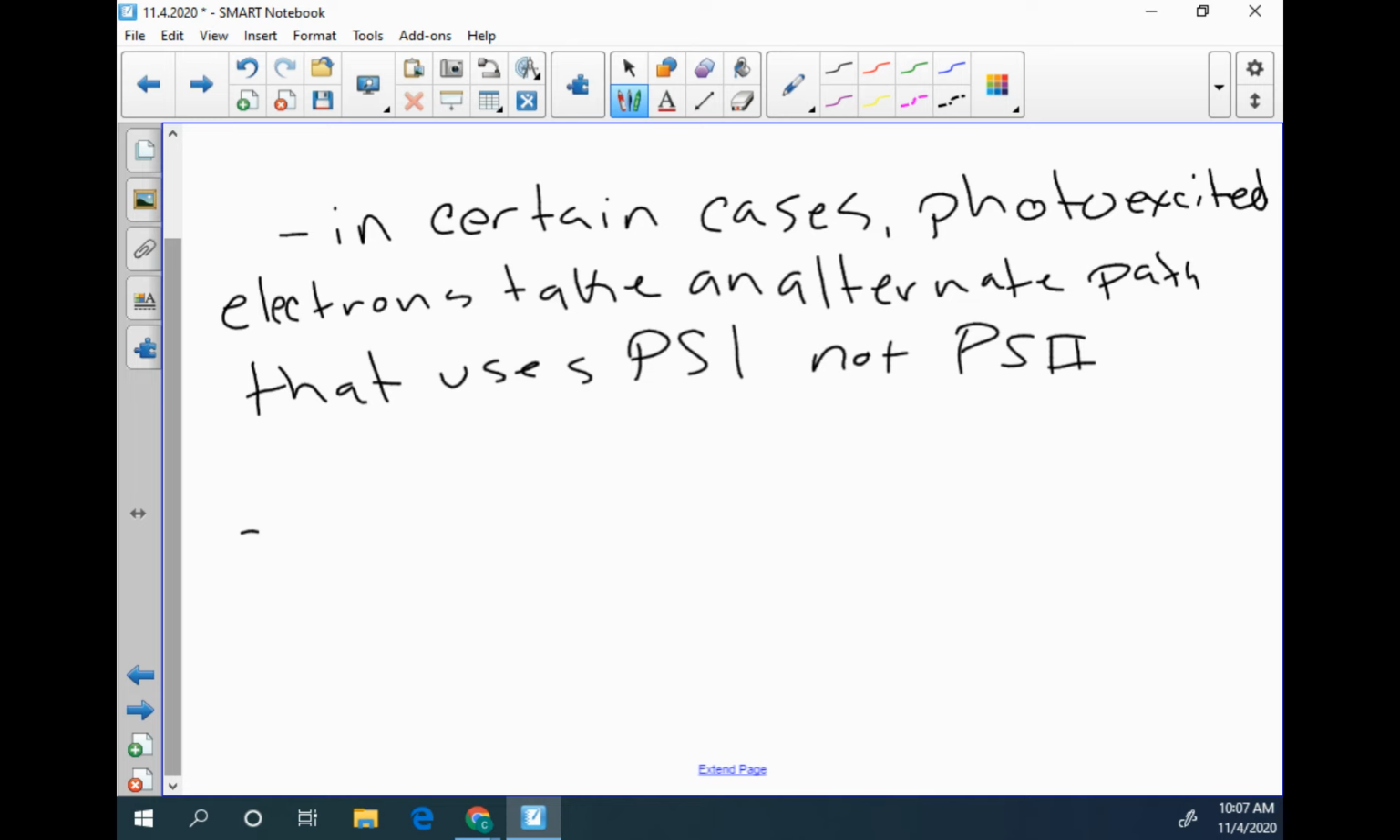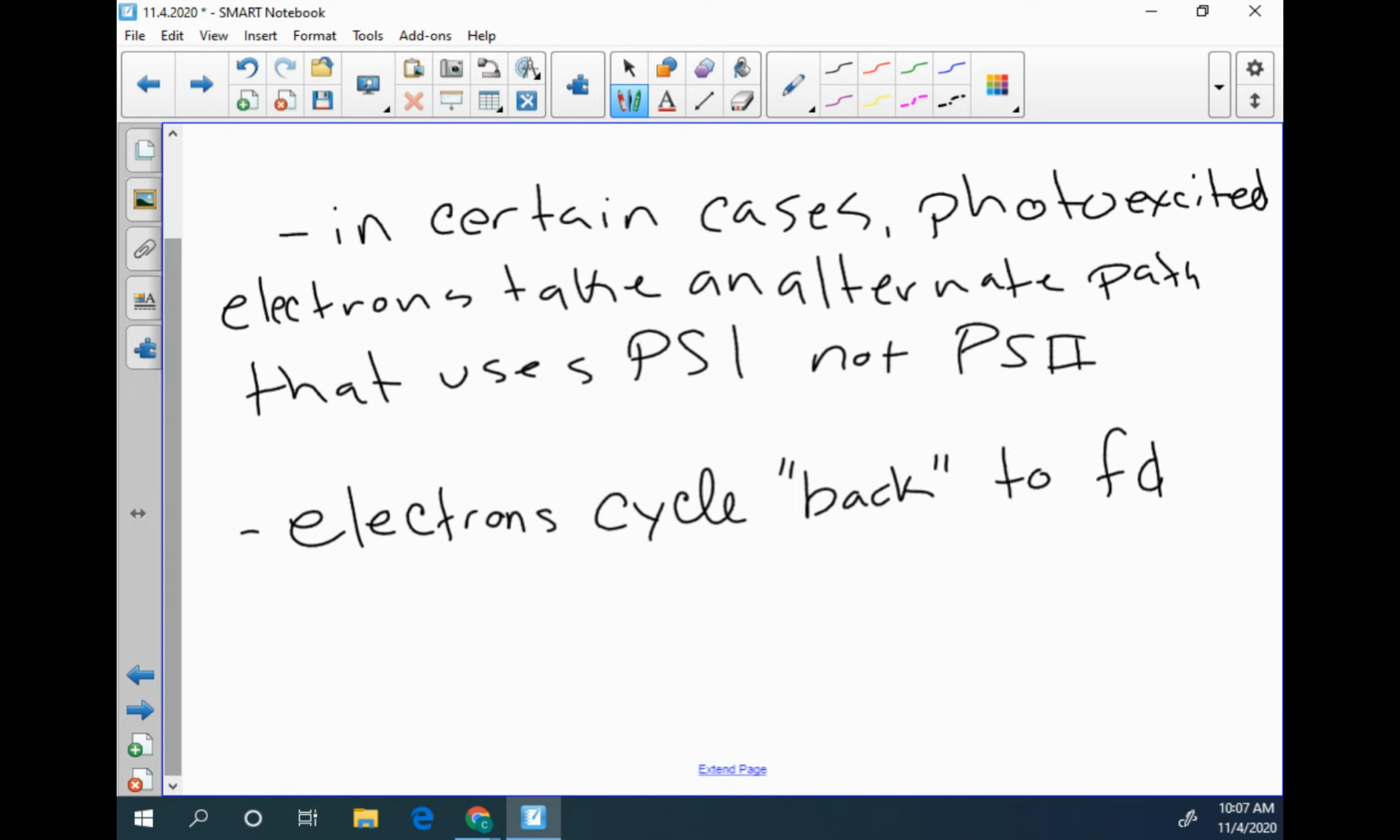So electrons cycle back from ferredoxin to the cytochrome complex.